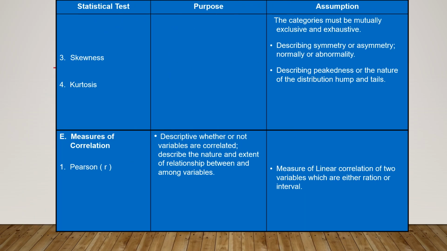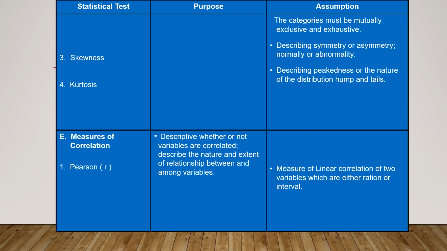Another descriptive measure in statistical tests are the skewness and kurtosis. The assumption: the categories must be mutually exclusive and exhaustive, describing symmetry or asymmetry, normality or abnormality, describing peakedness, ordination, nature of the distribution, hump, and tails.